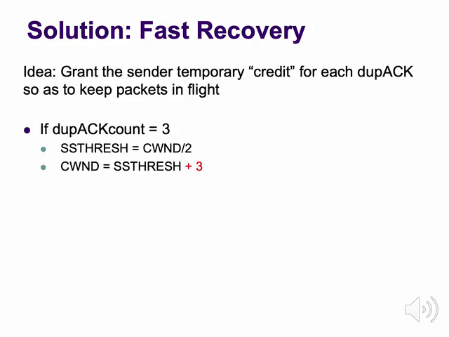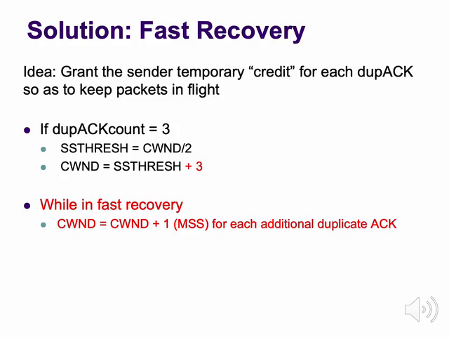The rules are as follows. Under fast recovery, when we have 3 duplicate ACKs, as before, we're going to set ssthresh to be half of the congestion window. But we're now going to give the congestion window credit for those 3 duplicate ACKs. So we're going to say that the congestion window is ssthresh, so it's cutting in half, plus 3. And then for as long as we're in fast recovery, every time we receive a duplicate ACK, we're going to increase our congestion window by 1.